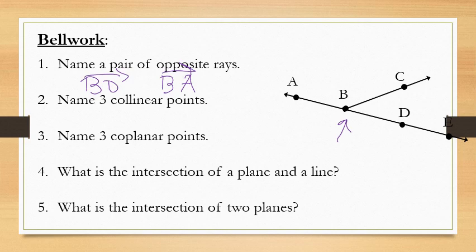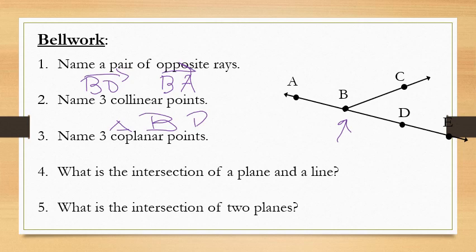All right, name 3 collinear points. Collinear means points on the same line. So point A, point B, and point D are all collinear. Coplanar, you could use any of those 5 points and they would all be coplanar. So you could list any of those 5 points and separate them by a comma.